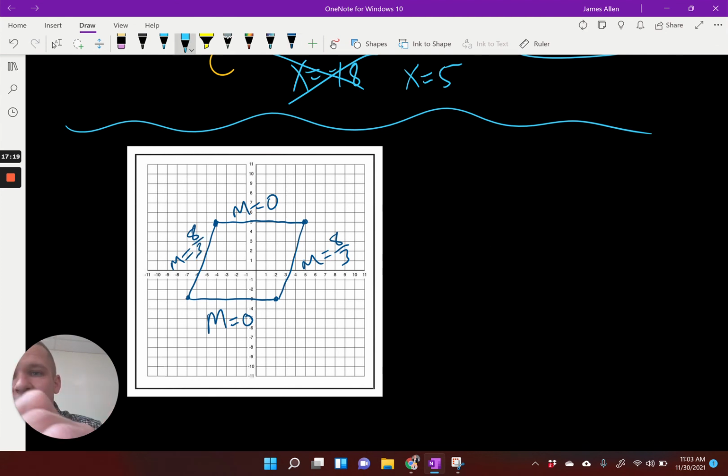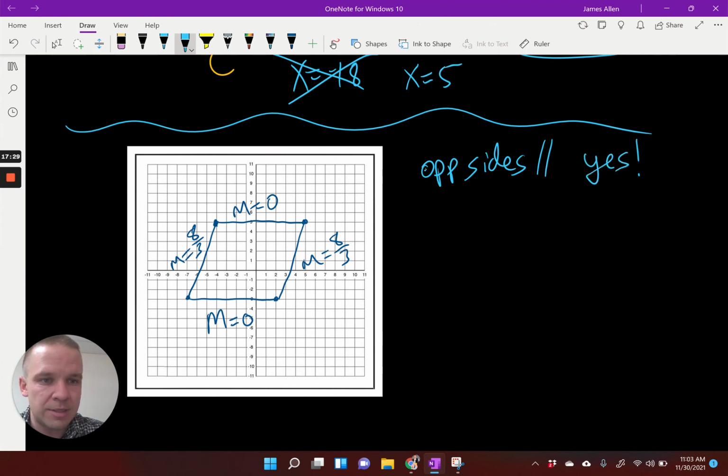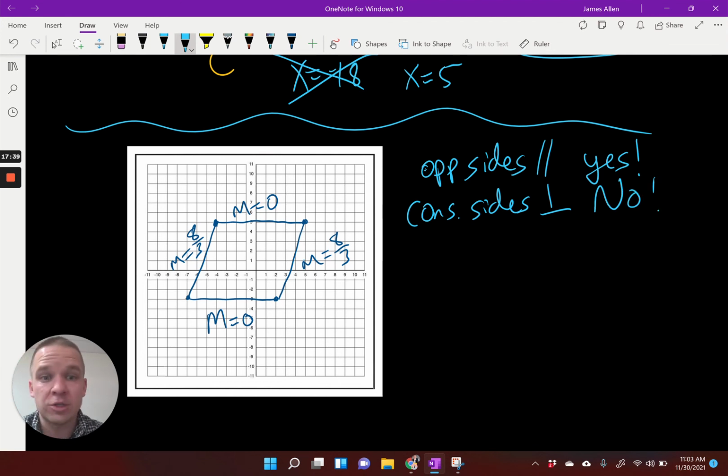What does this tell us? You're all pretty good at calculating slopes, but what does it tell us? Are opposite sides parallel? Yes. How about consecutive sides perpendicular? No. If my slopes were opposite reciprocals, the answer would be yes, but 0 and 8/3 are not opposite reciprocals. So they are not perpendicular. Opposite sides are parallel, and there are no right angles.